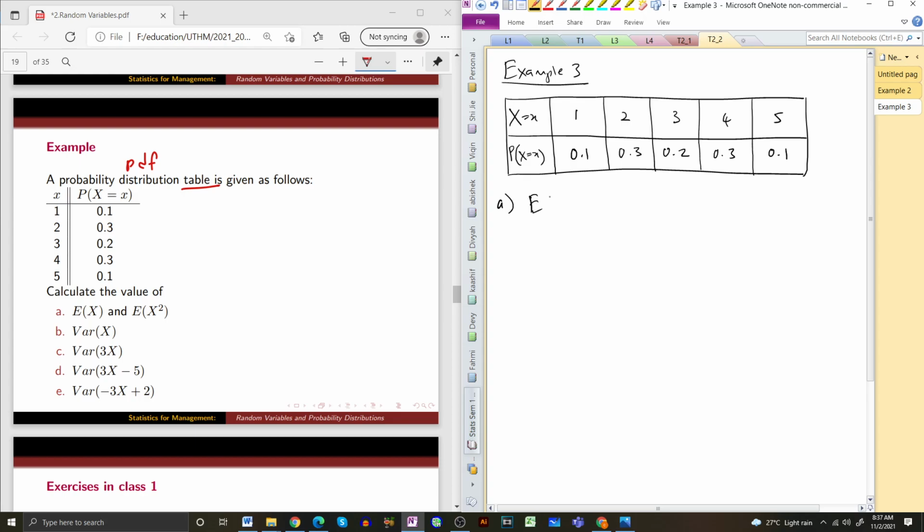I give you some time. Try to find your E(x) and E(x squared) here, and also the variance. Find E(x squared) and variance.